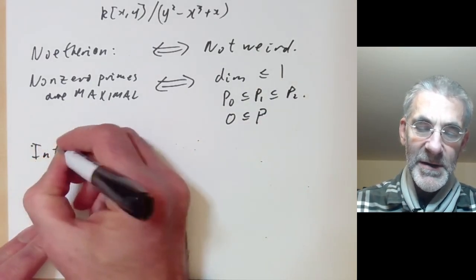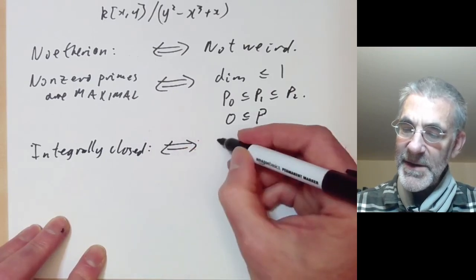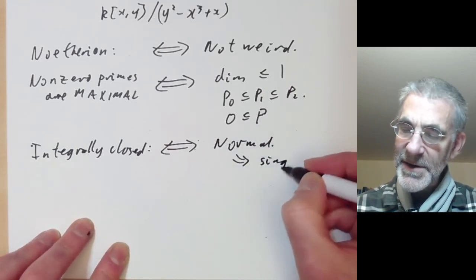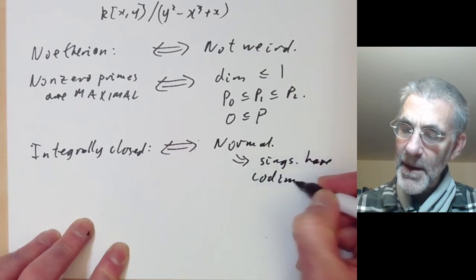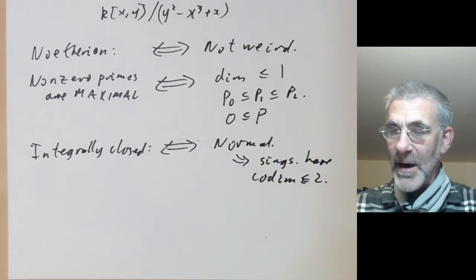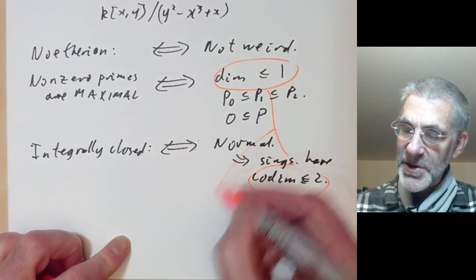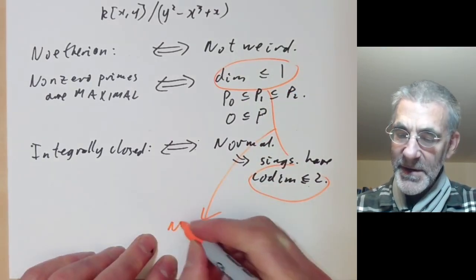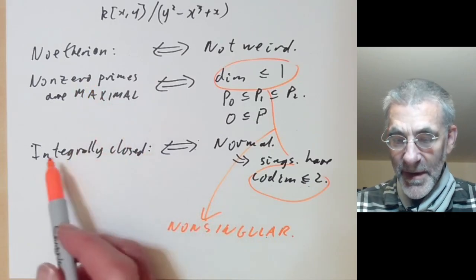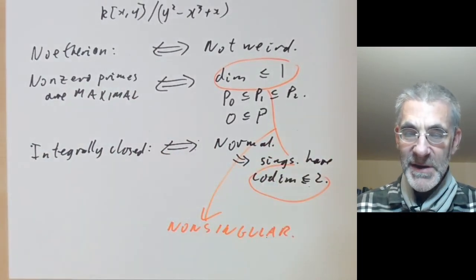Next, we have the integrally closed condition. Well, geometrically, this corresponds to the variety being normal. And normal implies in particular that singularities have codimension at least two. It's slightly stronger than saying that singularities have codimension at least two, but that will do for the moment. Now, if the dimension is at most one and singularities have codimension at least two, then this just means everything is non-singular. So the condition about being integrally closed more or less says that the Dedekind domain corresponds to something non-singular.